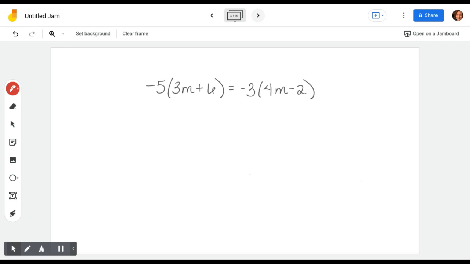This one is kind of a combination of the two things that you just saw. So I've got distributive property, or what I call mailman problems, on both sides. So I'm going to distribute on the left. Negative 5 times 3m is negative 15m.